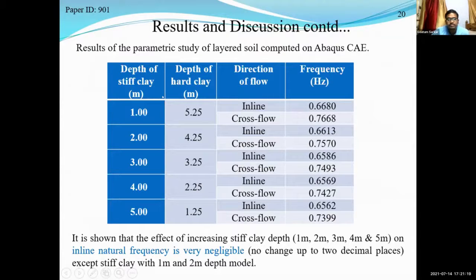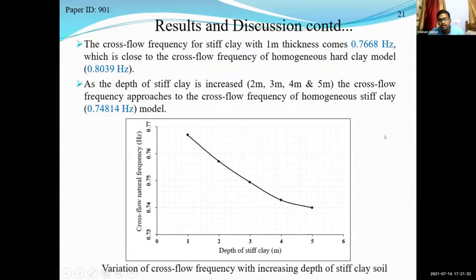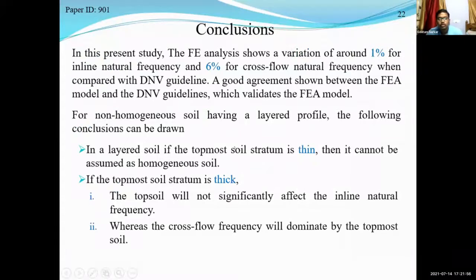Only 1 minute. So this table shows the results of my non-homogeneous model. From that, it can be observed that for the inline frequency, there is a very negligible effect. And this figure shows the variation of cross flow frequency with increased depth of stiff clay. So as the depth of stiff clay is increasing, the cross flow frequency is getting reduced, and it comes to the cross flow natural frequency of stiff clay, about 0.74814 hertz. Okay. So coming to the conclusion.